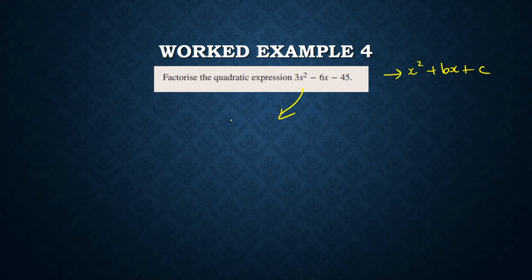So here we see 3x squared. So the first thing you need to do is you actually need to take out the number. Okay, you need to take that number out. So if I take out the number, that means I have to divide every single component by that number. So 3 divided by 3, 6 divided by 3, 45 divided by 3.